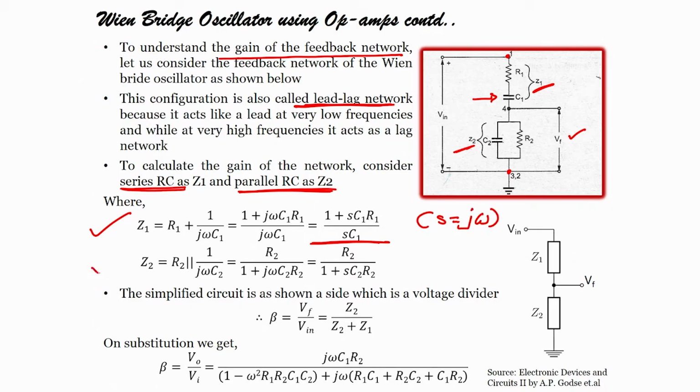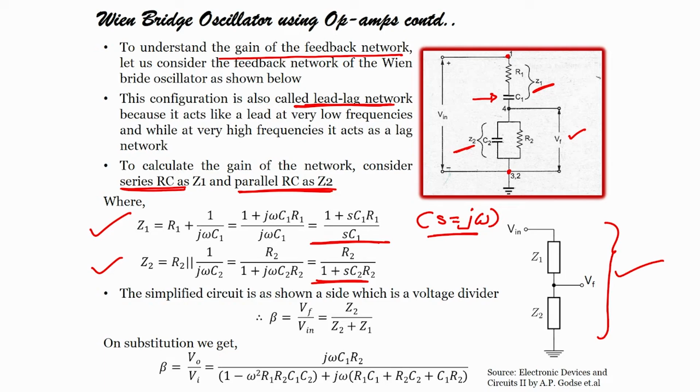In the same way for Z2, Z2 is R2 parallel to C2. When you solve this, you reach the equation where Z2 is nothing but R2 divided by 1 plus S C2 R2, where S is nothing but j omega. Okay. So, it looks like Z1, Z2, and then Vf and then Vin. The simplified circuit is shown right over here.